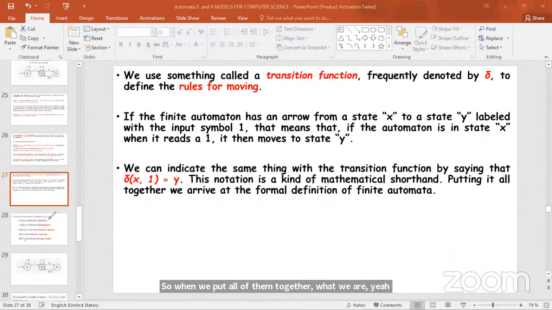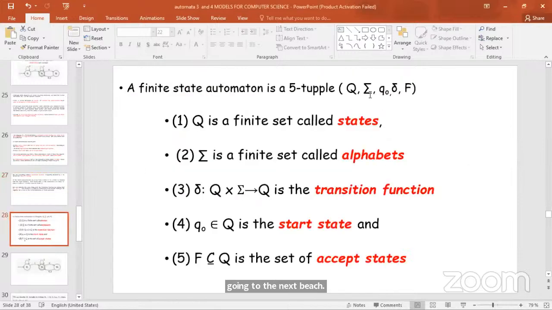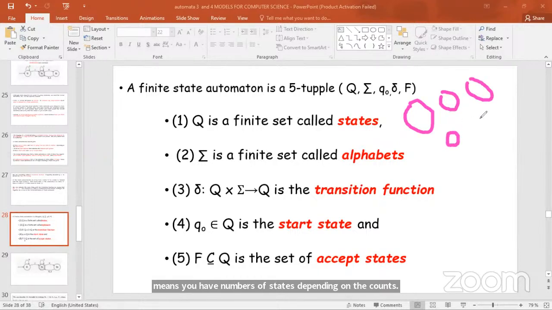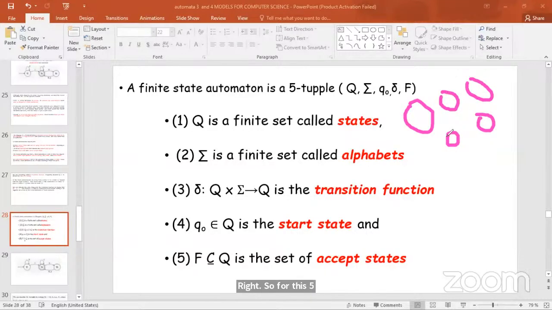Going to the next page, sorry. So we have this: a finite state automaton is a 5-tuple, which is made up of all these elements. Q is the finite set of states. What does it mean? That means you have a number of states depending on the count. Now, how many circles can you see here? 5. Good. So for these 5 circles, Q equals 5, because you have 5 states. Do you understand why I say Q equals 5? Response, do you understand? Okay.